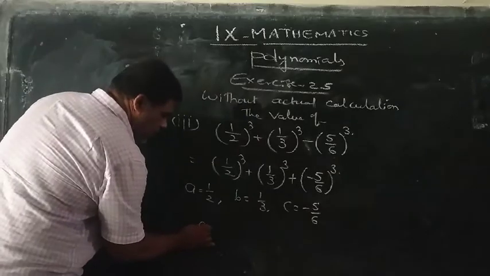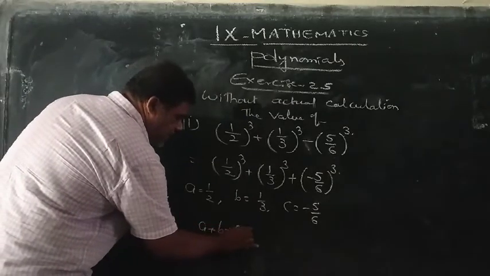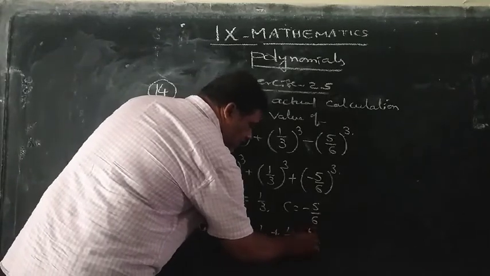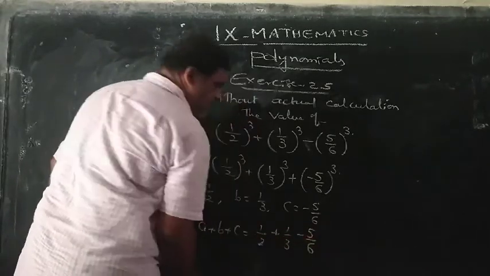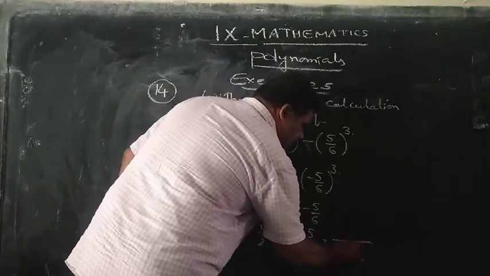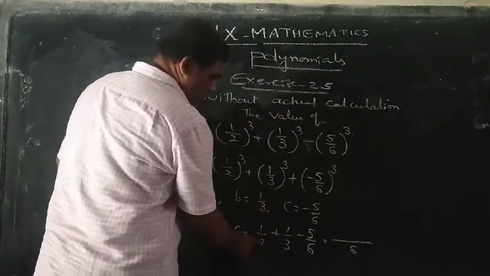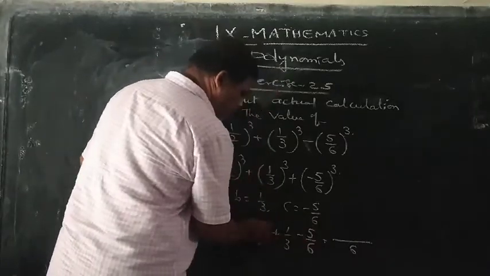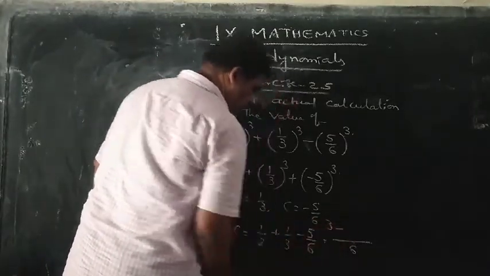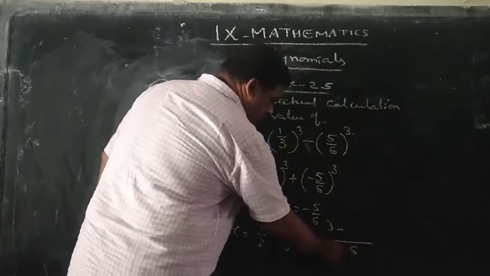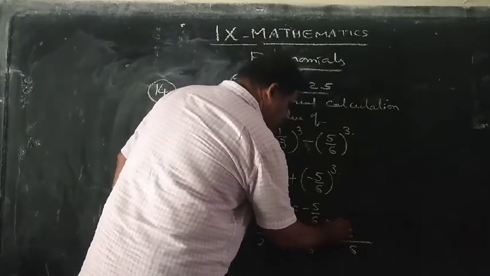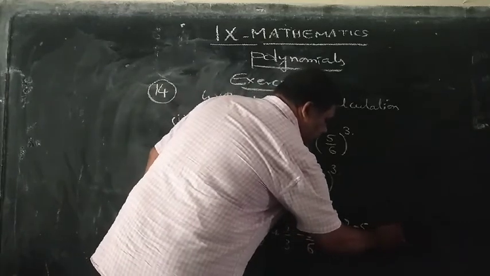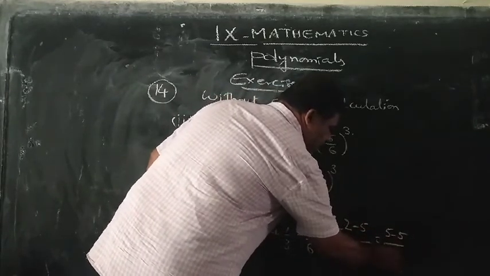So let us find a plus b plus c. 1 by 2 plus 1 by 3 minus 5 by 6. Here LCM is 6. 2 into how much is equal to 6? 2 3s are 6. With 3 we have to multiply. 3 into 1, 3. 3 2s are 6. With 2 you have to multiply. 2 into 1, 2. Minus 5, that is numerator will get 5 minus 5 by 6.